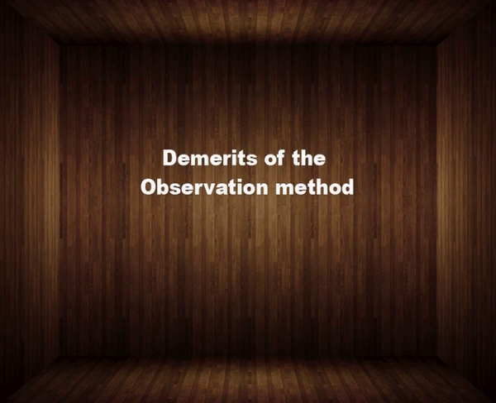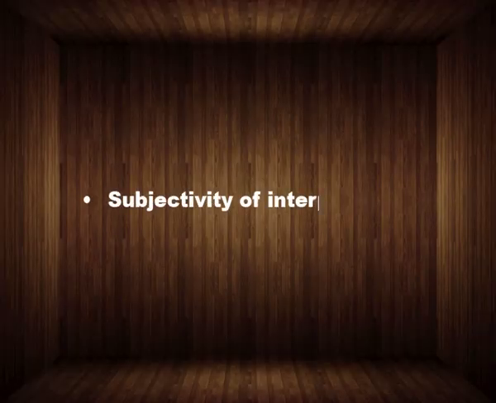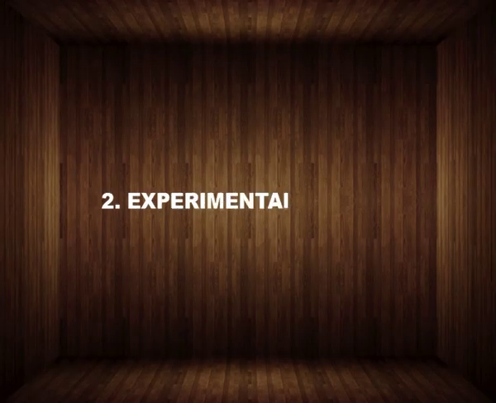Demerits of observation method. Number one, personal prejudice, or in other words, subjectivity on the part of observer can be a big drawback in this method. Number two, subjectivity of interpretation is another limitation of this method. Second method, experimental method. This method has been developed in psychology by the continuous efforts by psychologists to make objective and scientific study of human behavior.